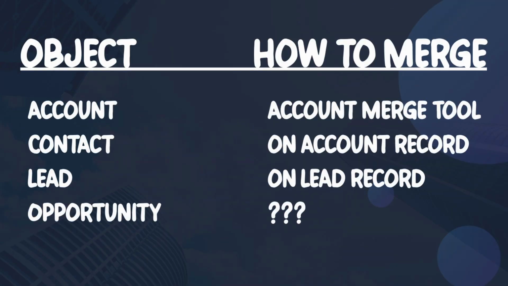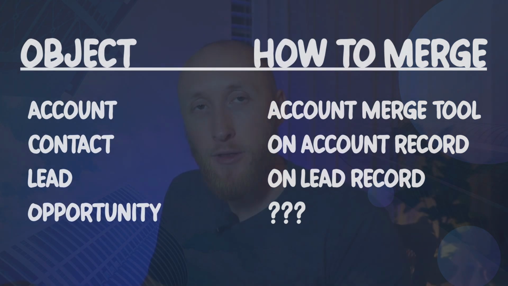So just to recap, for accounts, there's the mass merge tool that's found on the account tab. For contacts, you have to be on the account record to find and merge contacts. And under the lead record, you can search for duplicates. Now, out of the box, talking about opportunities, there's no way to actually merge opportunities, even in Salesforce Classic.